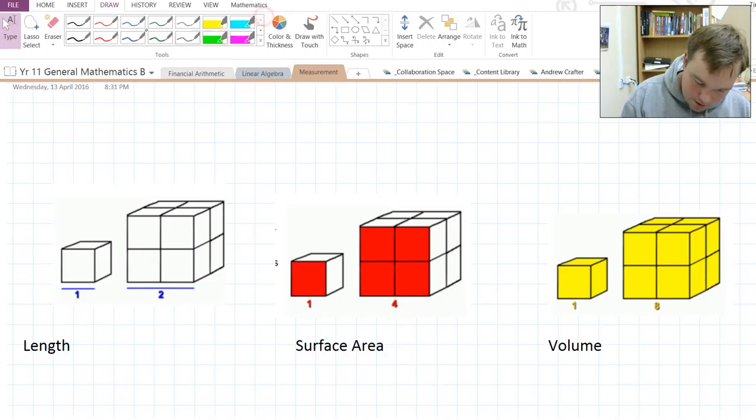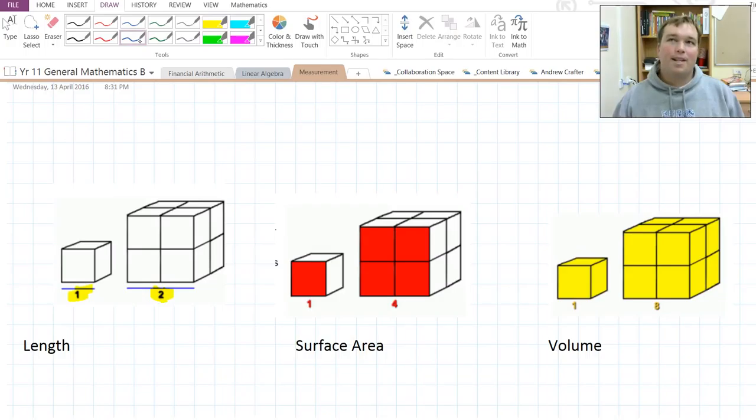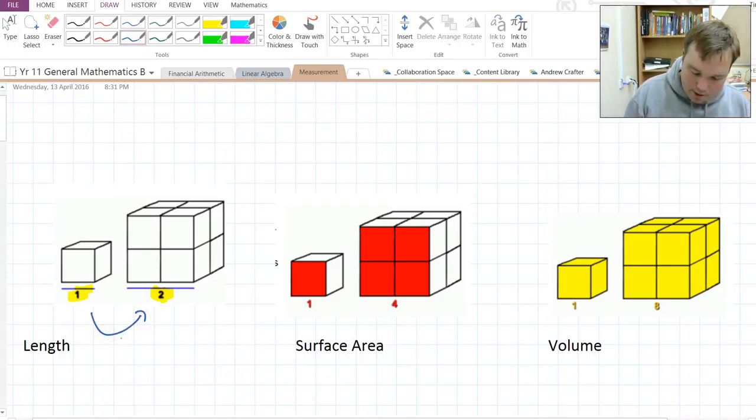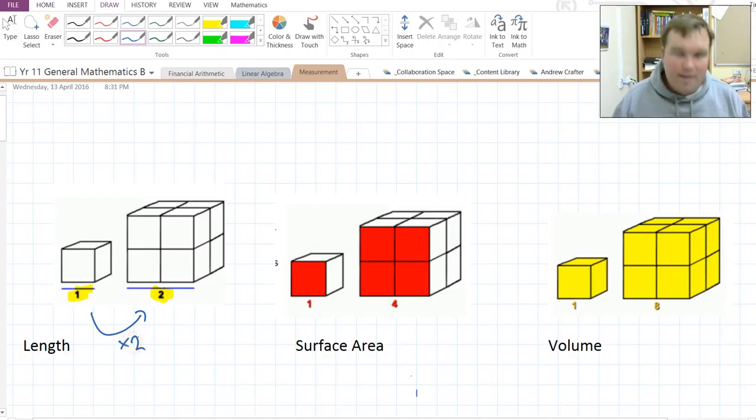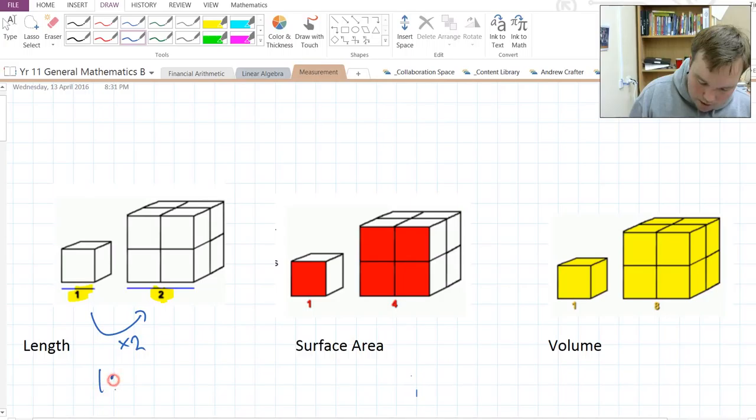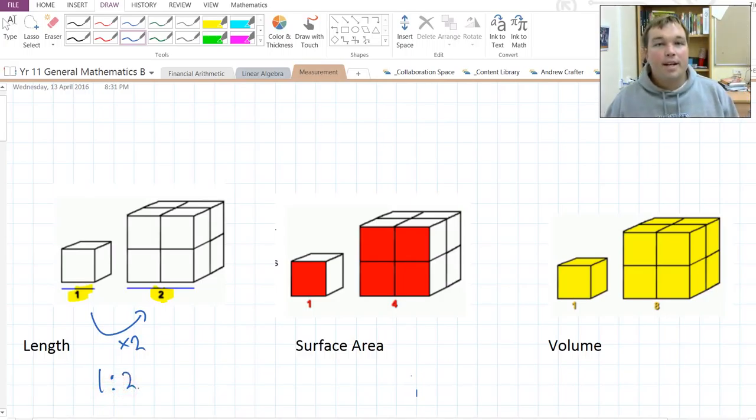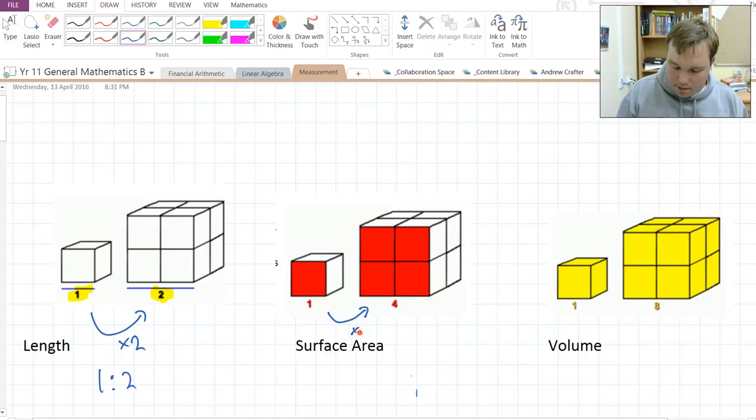Thanks, Annabelle. Now, here we have a cube that's been enlarged by a scale factor of 2, and you can tell that because this length is half of that one. So to increase the lengths, you simply multiply by 2. Now, that there is the ordinary scale factor, or we can say the ratio of the lengths is 1 to 2. Now, surface area we looked at last week, you can see there that it has increased by a factor of 2 to the power of 2. So their surface area ratio is 1 to 4. Or to get the surface area, you blow it up by a factor of 4.